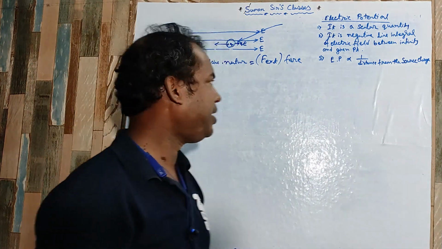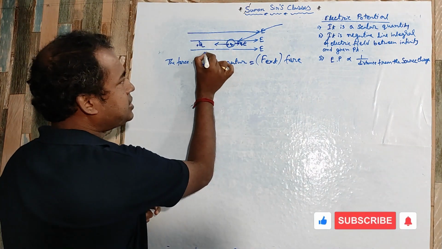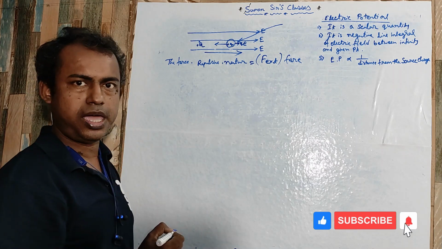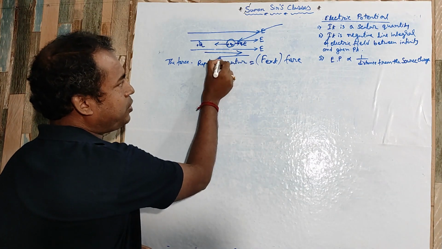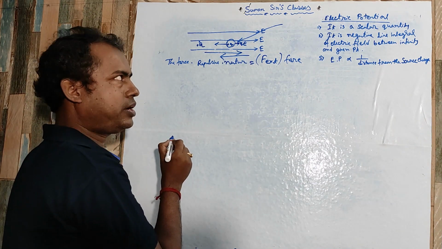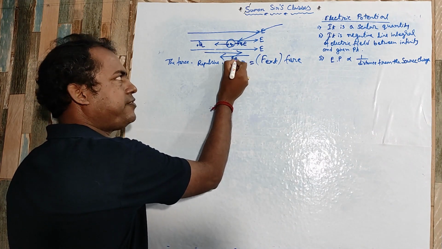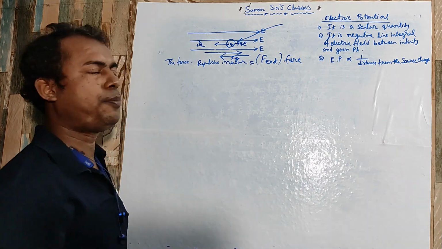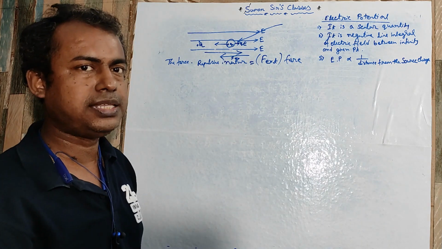Now you tell me, in which direction is the repulsive force acting? In that direction. Okay, but in which direction is the external force acting? In that direction. So this one is F external, and both are acting in opposite directions, so a negative sign generally occurs in this case.